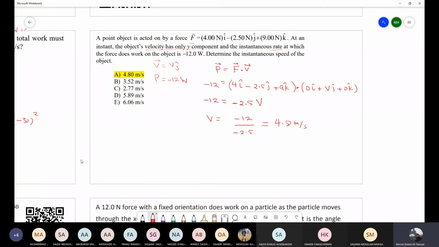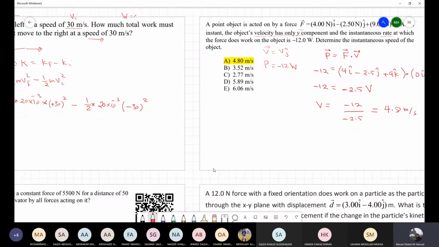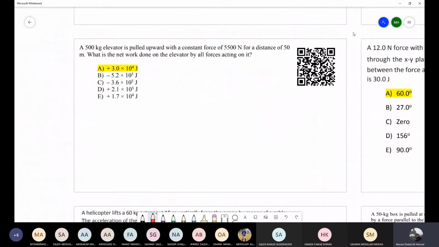So I have a different formula for the power. Okay. Here we have a 500 kilogram elevator, which means this is the mass, pulled upward in this direction with a constant force applied of 5500 Newton for a distance d equal to 50 meter. What is the net work done on the elevator by all forces?